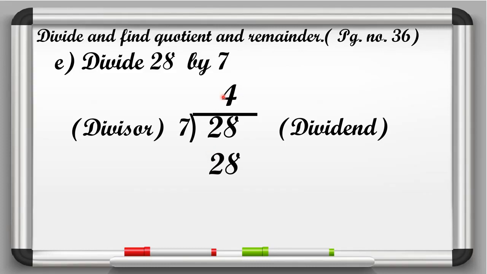ठीक है, 7 की टेबल में 4 नंबर पे आया बेटा 28. So here 4 is the quotient. Now we have to subtract it. So we will put the sign of minus. Okay. Now start 8 minus 8, that is equal to 0. Okay. And 2 minus 2 is also equal to 0. So here we will write 0.